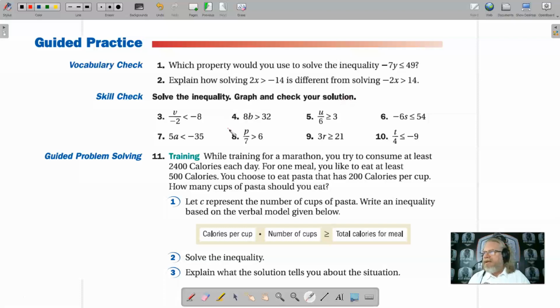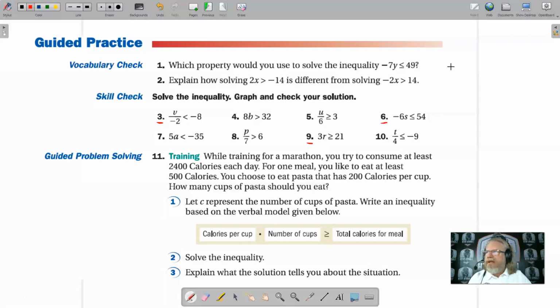So let's go ahead and do one that has a negative number and needs multiplication. Let's select another one that has a negative number and needs division. And then let's select one that needs division but does not involve negative numbers. So we're going to do 3, 6, and 9.